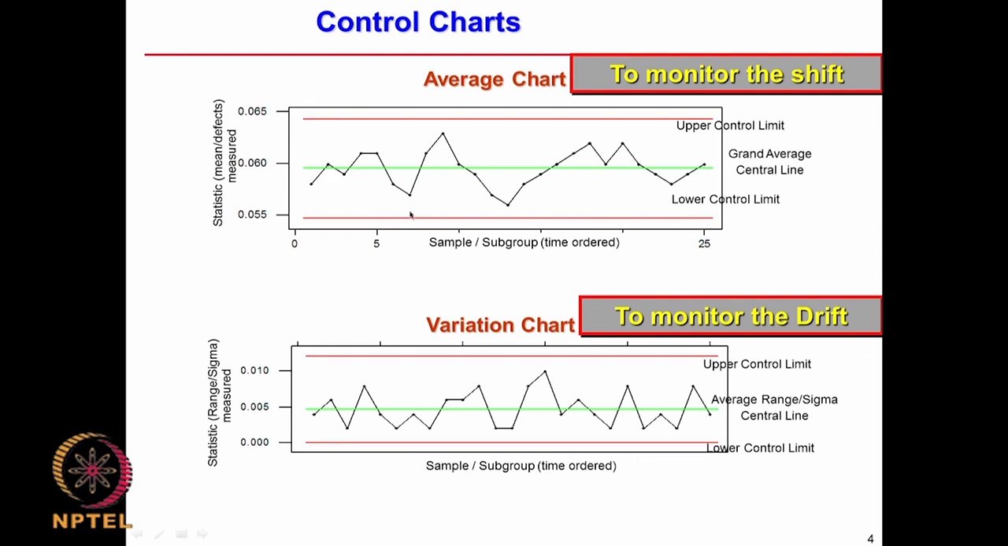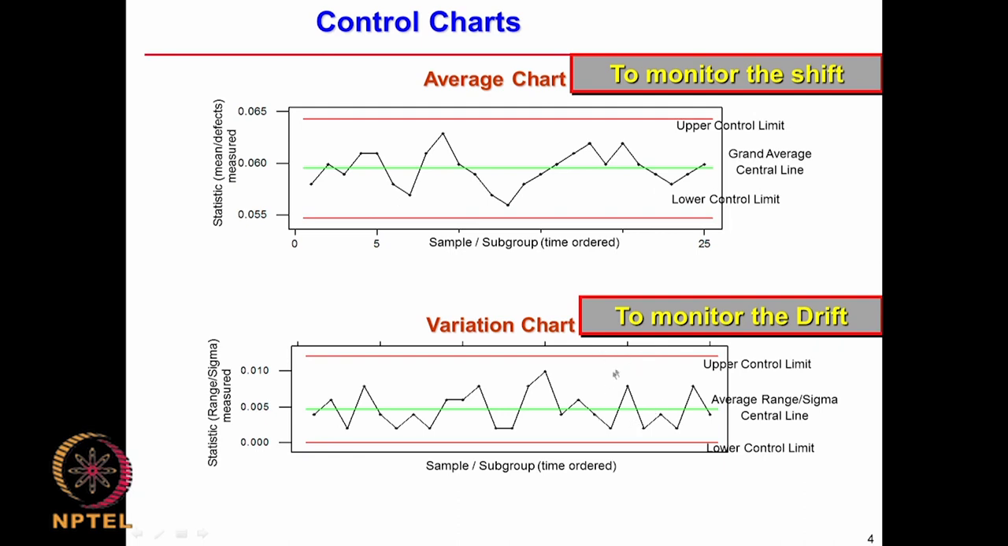Am I having some big variations? Am I having small variations? Are these variations only random, or is there a pattern that is happening? That sort of understanding I can get by looking at it. So, this is the average. We can look at the average.